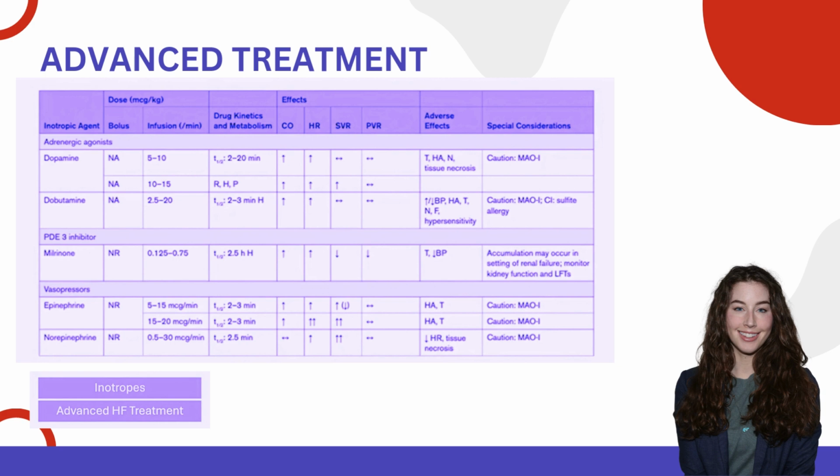They're at risk for a catheter-related infection because these are IV. So dopamine, dobutamine, milrinone, and then epi and norepi, with their infusion rates on the screen.